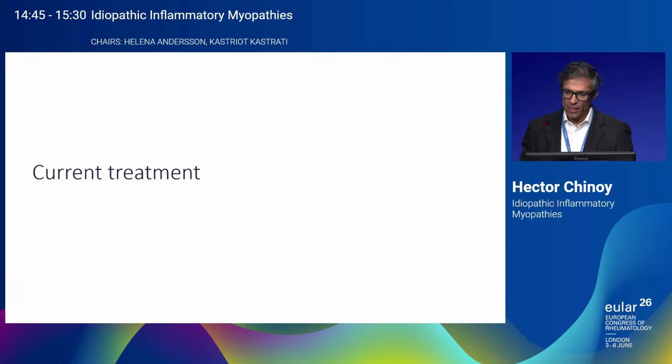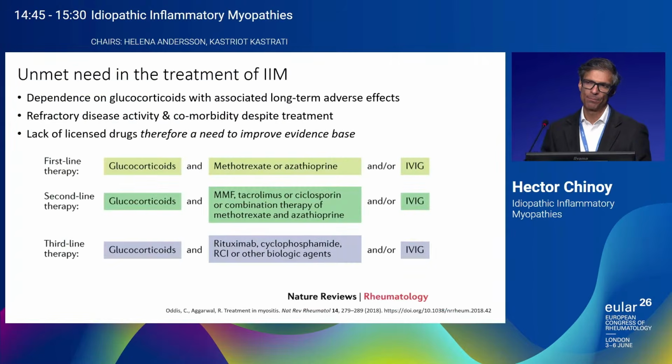Okay, so now we're going to move on to current treatment, because that's where it's all at with myositis. And in order to do that, we have to go back to the future first. This is a review from Chet Otis and Rohit Agarwal from 2018. And this really is the paradigm of what we're doing at the moment. Patients are dependent on glucocorticoids with associated long-term side effects, refractory disease activity, and a lack of licensed treatment all round.